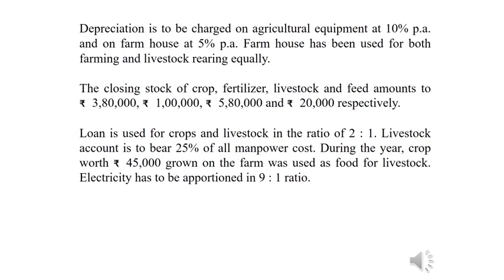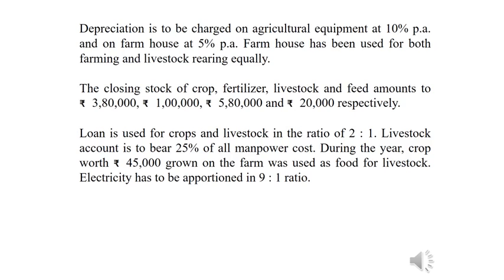Loan is used for crops and livestock in the ratio of 2:1. This is related to interest payment. Interest has to be apportioned between crop and livestock account in the ratio of 2:1. So this has to be kept in mind while preparing final accounts.